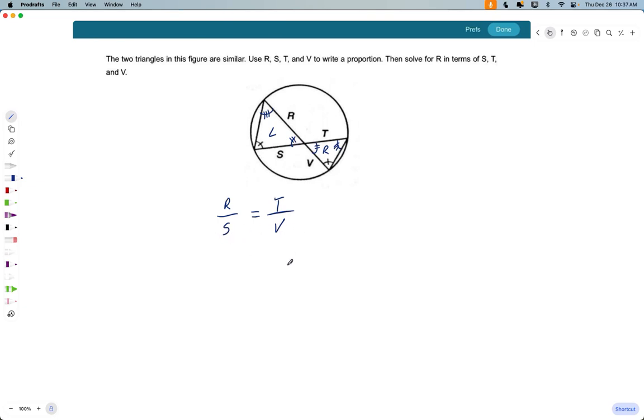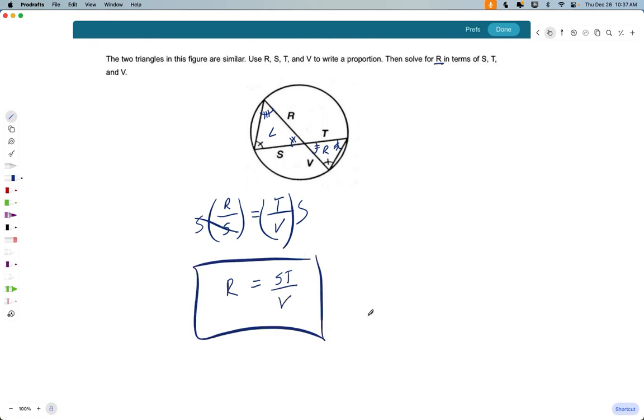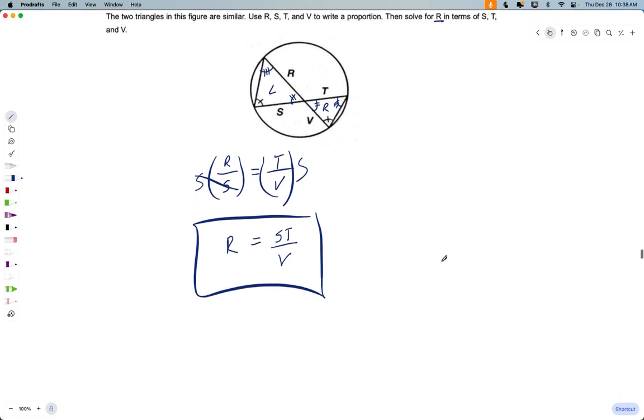All right. Now we're going to solve for R. So to get R by itself, we have R divided by S. So to get rid of that, we're going to multiply everything by S. Right? So the S's would cancel. R is equal to, in alphabetical order, ST over V. That's your solution. That's all we're doing. Okay, next problem.